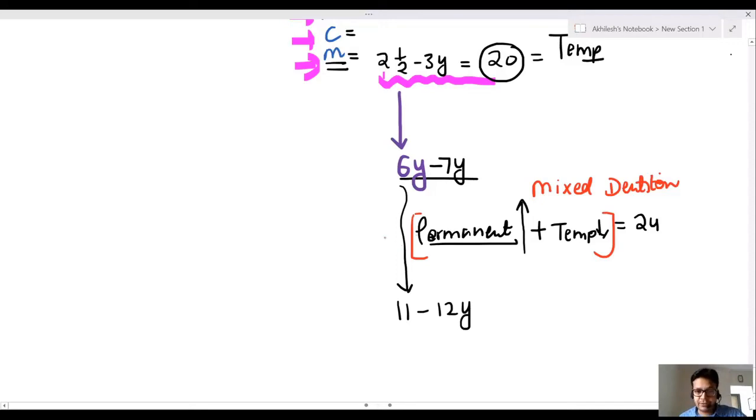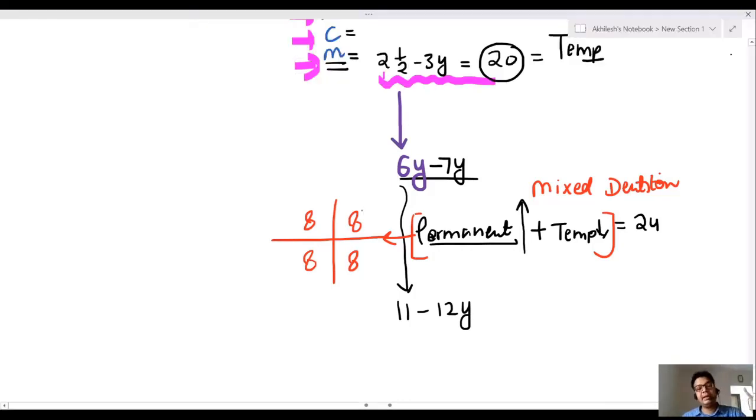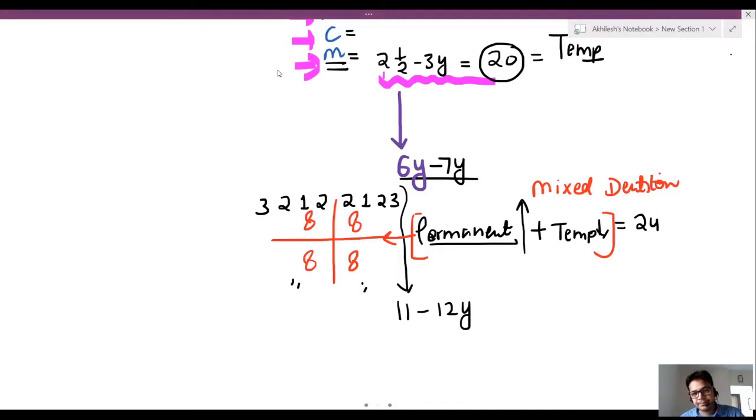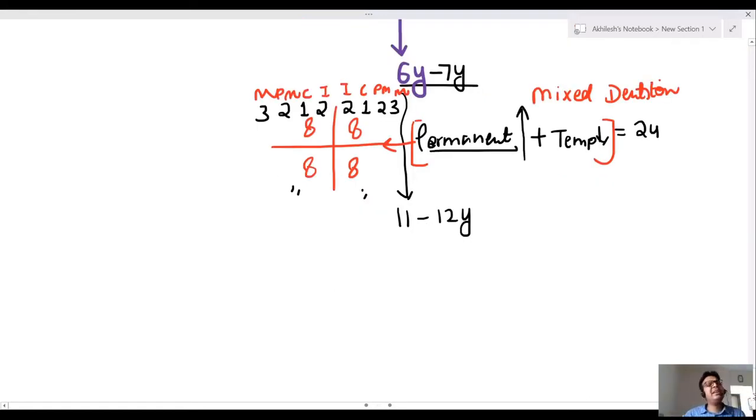Now, sir, permanent teeth formula. Every quadrant has 8 permanent teeth. What will be the formula of permanent teeth? It's very simple. It was 2102 in temporary. It is 2123. What is this 2, 1, 2, 3? Two incisors, one canine, two premolars, three molars. 2123, it's very simple, very easy.